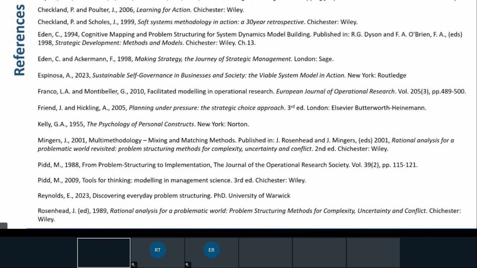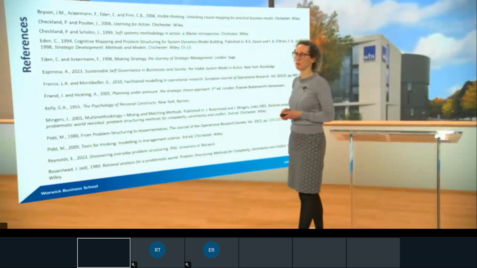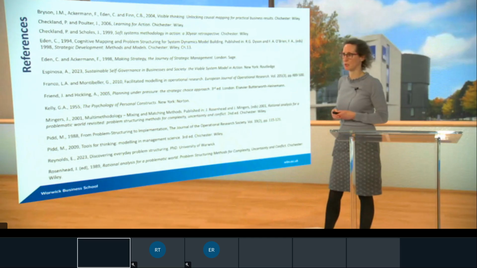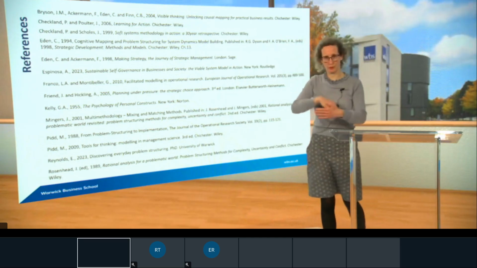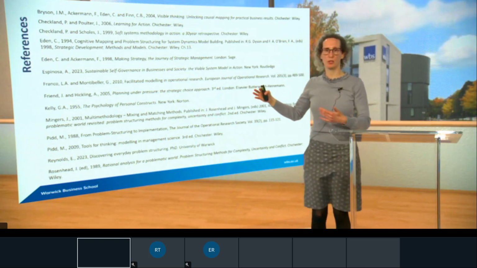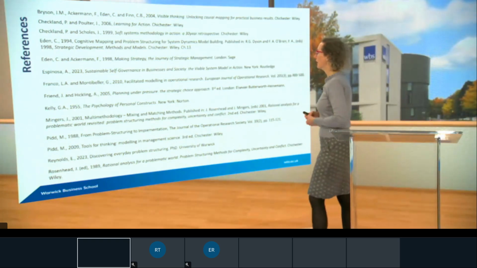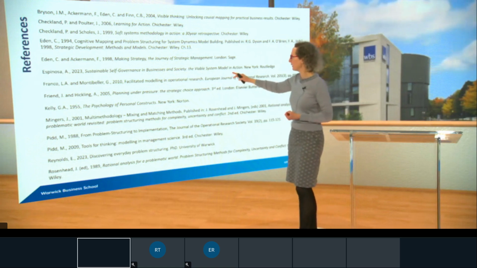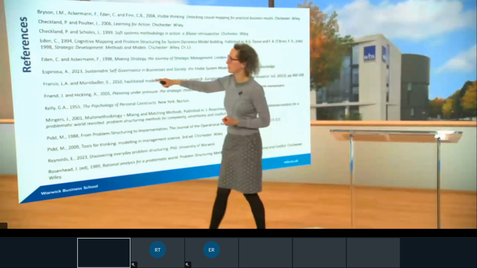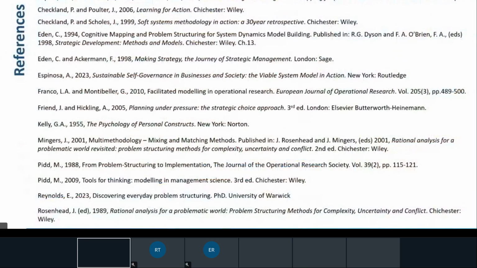You have Eden and Ackerman, the Making Strategy book. This is the journey, but I would also suggest that you look at some of their more recent academic publications, because the SODA journey making approach has gone through various iterations, and it's developing all the time in the way that it's used. The viable system model has become a lot more popular in recent years, and Angela Espinosa has a recent book about that.